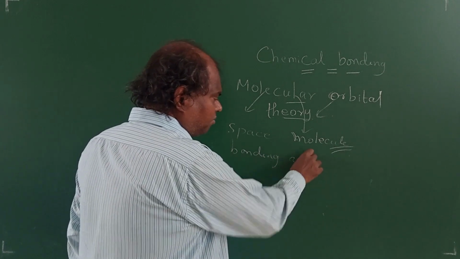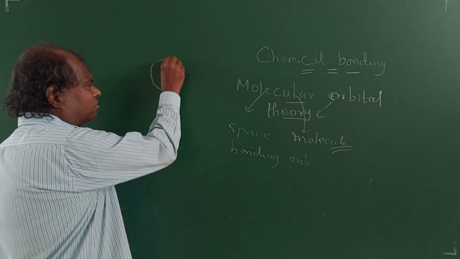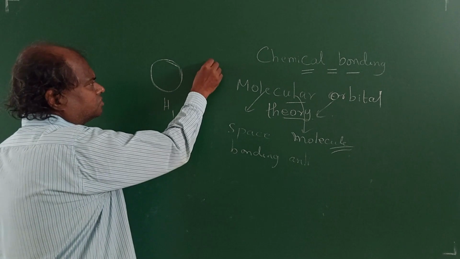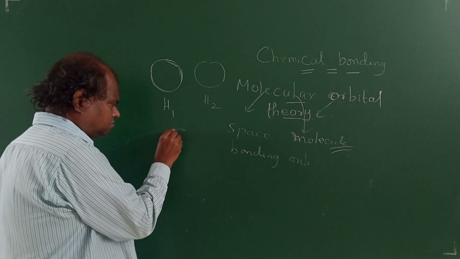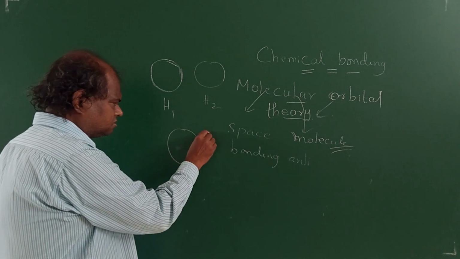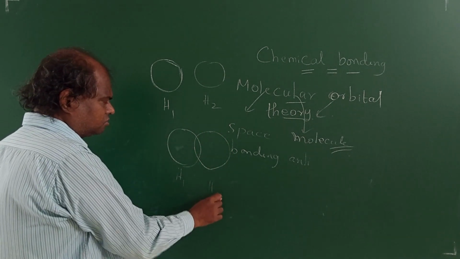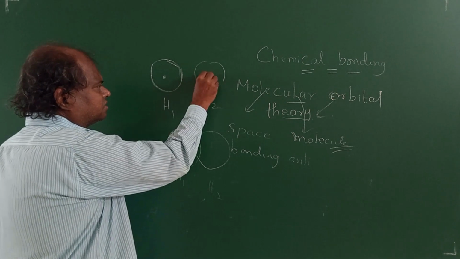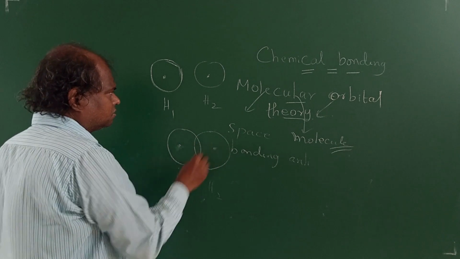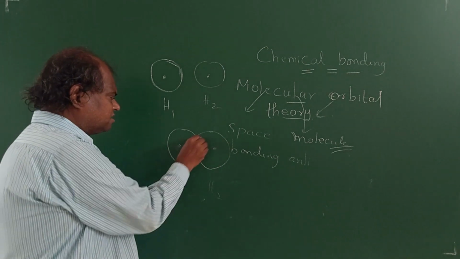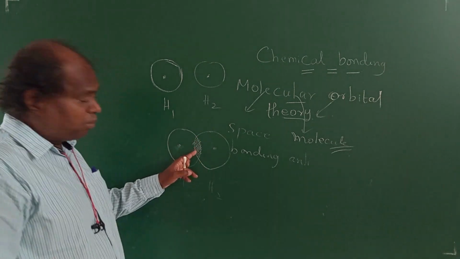What is the meaning of bonding? I'll explain in a very simple way. Suppose I've got two atoms, let's draw H1 and H2. Now they overlap. Now see here, this is the nucleus, this is the nucleus. Now you see this area, you can see this area very nicely. This is called the bonding molecular orbital.